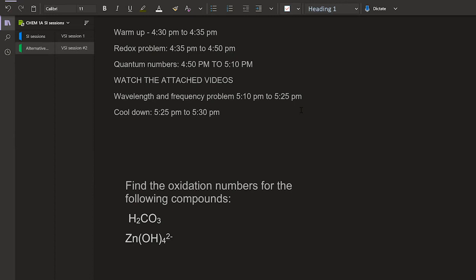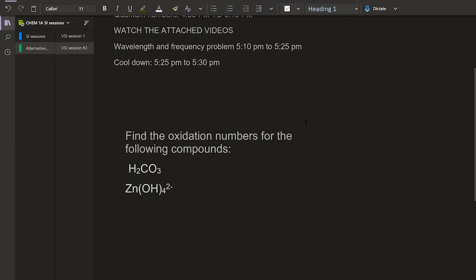Doing a breakout room. That way things can be a little bit more collaborative. But right now, let's just do the warm-up, which is some oxidation numbers.